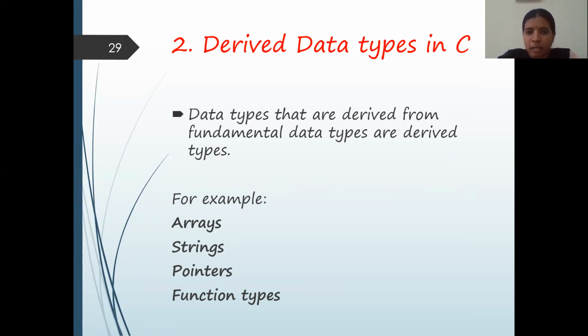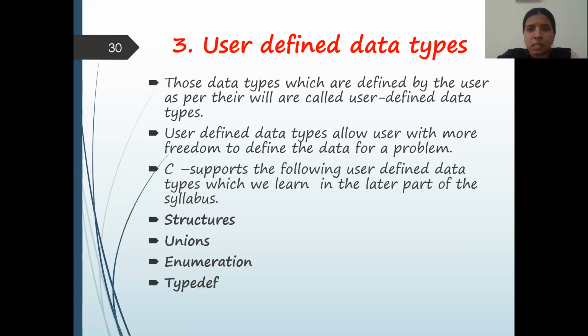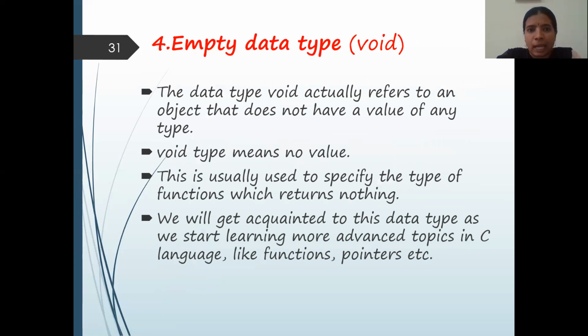The next one is derived data types. Derived data types, as the name says, are the data types which are derived, which are extended from the primitive or fundamental data types. They are arrays, strings, pointers, and functions, which we will learn in detail in the coming lessons. Next is user-defined data types. C also supports users to define their own data types. Examples are structures, unions, enumerations, and typedef, which enhance the readability of the language.